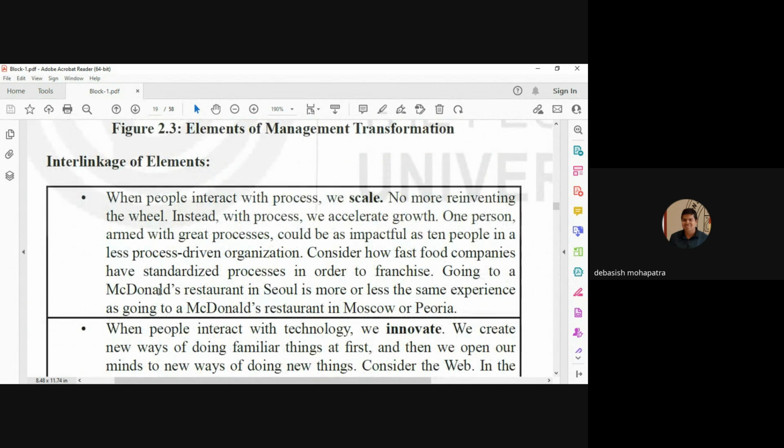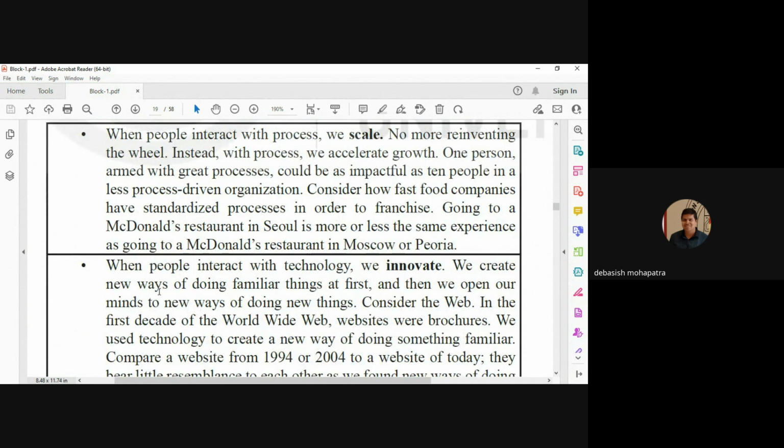Interlinking. When people interact with processes, we scale. So no more reinventing the wheel. Instead, with processes, we accelerate the growth. Innovation. When people interact with technology, we innovate. We create new ways of doing familiar things at first, and then we open our minds to new ways of doing new things.